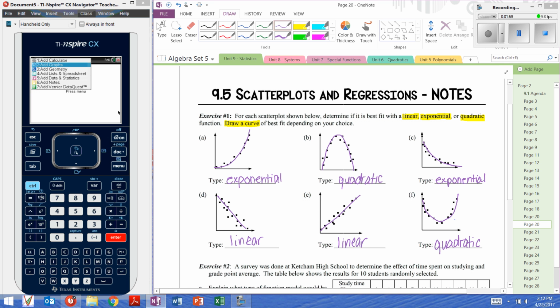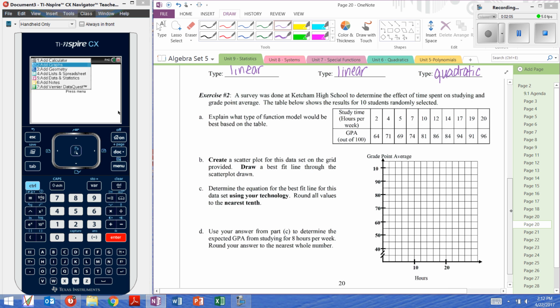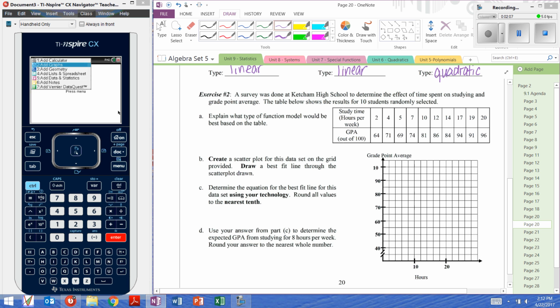Okay, great. So now we've talked about the 3 different types of models that we are going to see here in algebra. Let's look at this example in action. So exercise 2 says that a survey was done at Ketchum High School to determine the effect of time spent on studying and grade point average. The table below shows a result for 10 students randomly selected. All right, so it says explain what type of function model would be best based on the table.